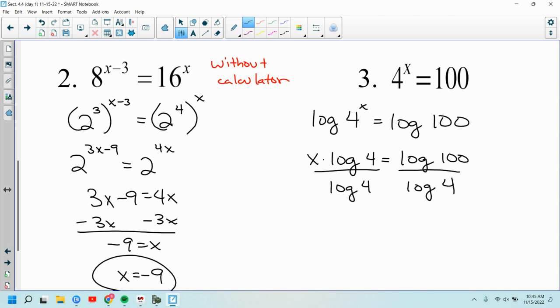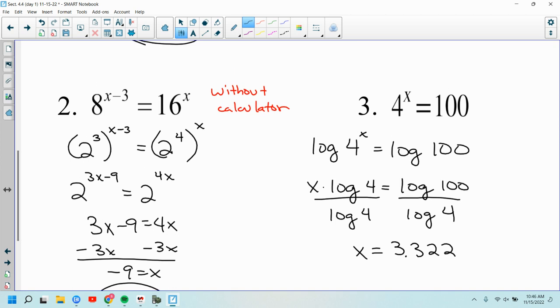Let's see how many people know what 3 decimal places means. Would that be the tens, hundreds, thousands, 10,000s? Thousands. All right, AJ, what did you get? 3.322. Okay, agree? So in this case, if you cannot write them in the same base, you've got to go this route.